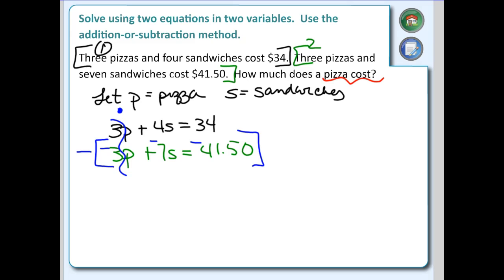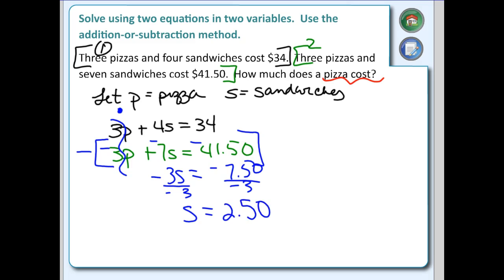4s and negative 7s is negative 3s equals, and if I subtract those two, we get negative, I think it's 7.50. And if I divide both sides by negative 3, a negative divided by a negative is a positive, so each sandwich equals $2.50. Don't we wish, right? Each sandwich is $2.50.